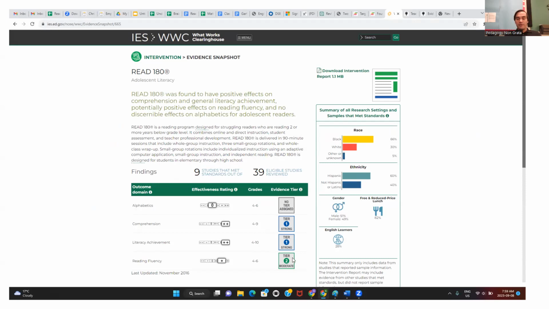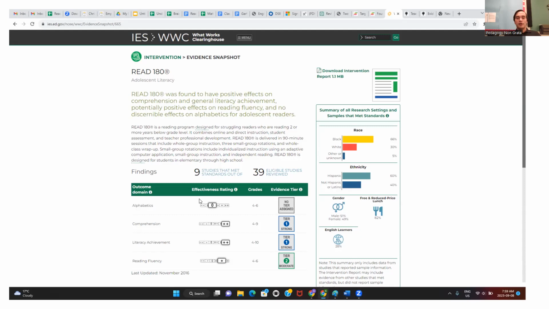So you'll see here, this is their overall ratings. They say no meaningful evidence for decoding, strong evidence for impact for comprehension, a strong evidence for impact for literacy achievement, and a moderate evidence for impact for reading fluency. Now, again, these tiers, well, What Works Clearinghouse will say they're related to impact, are actually far more to do with research quality and rigor.